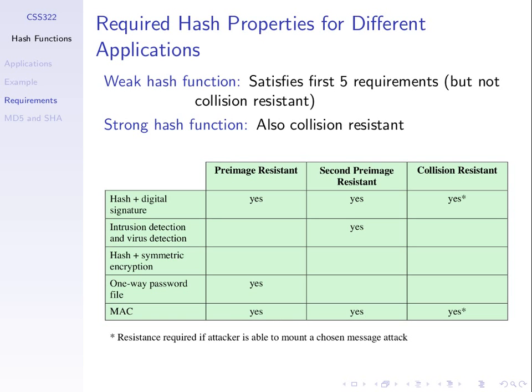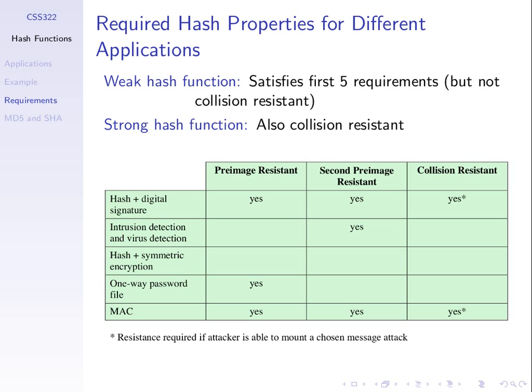Let's go on, still on this topic: which properties do we need? Well, it depends on what we use a hash function for. There are different hash functions available. We mentioned, I think, one or two last week. MD5 is one, SHA, the secure hash algorithm, is another hash function.